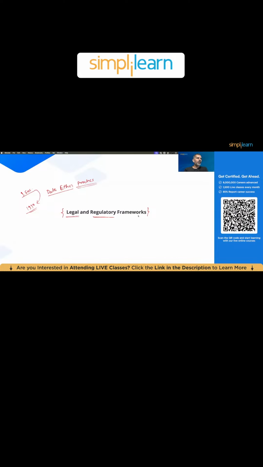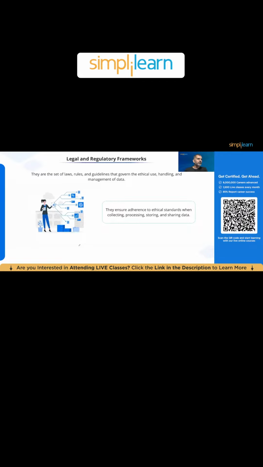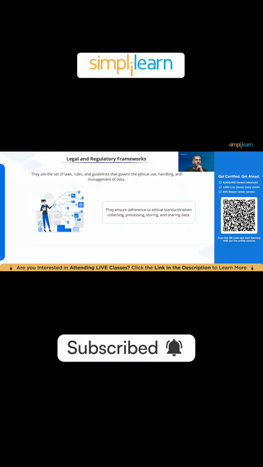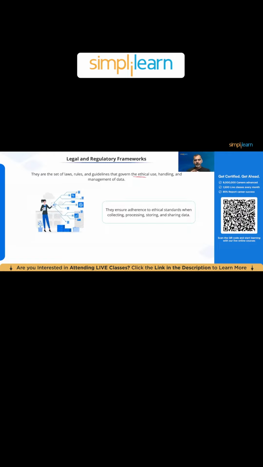First of all, let us see what these are. You can simply define them: these are a set of laws and rules, and the basic objective of these rules is to govern ethical data practices. When I say ethical data practices, I mean how to use the data, how to store the data, how to process the data, and if you are sharing data with a third party, what the rules of sharing this data are.